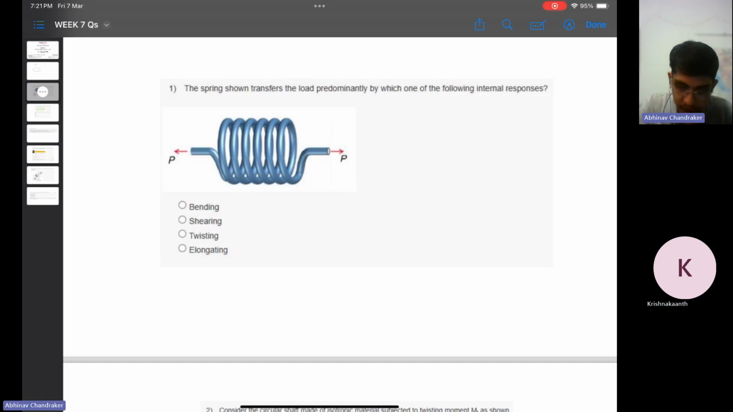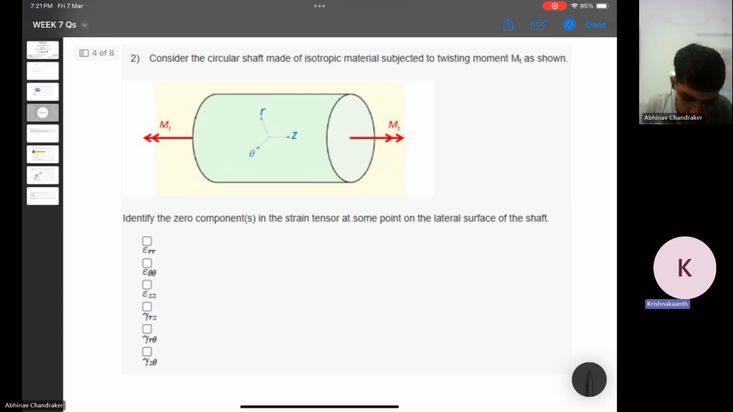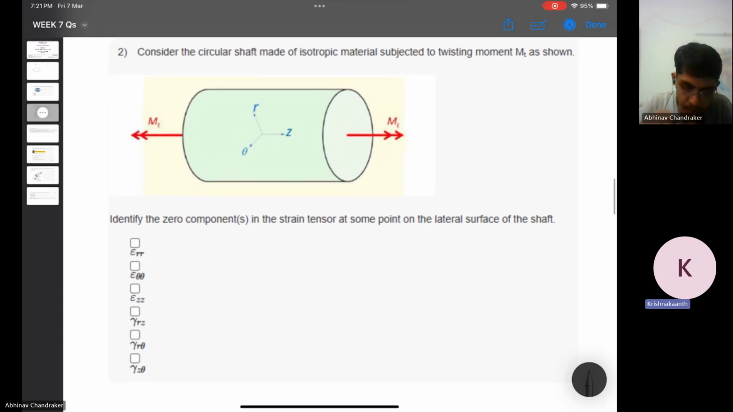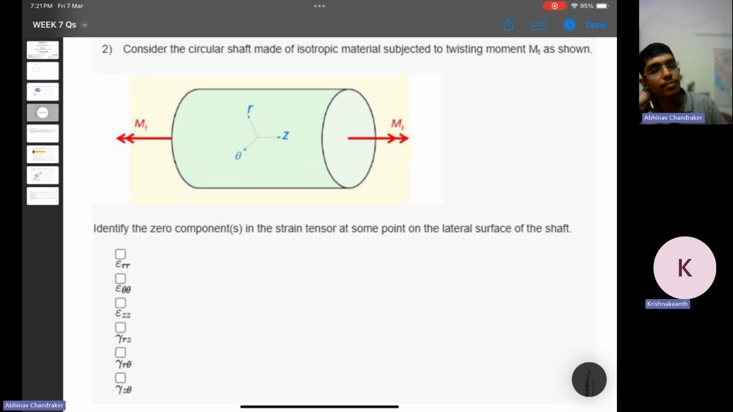Twisting, yeah, twisting. Identify the zero components. Sir, a little bit zoom, so the options are not properly visible. Okay. Zero components. So twisting.